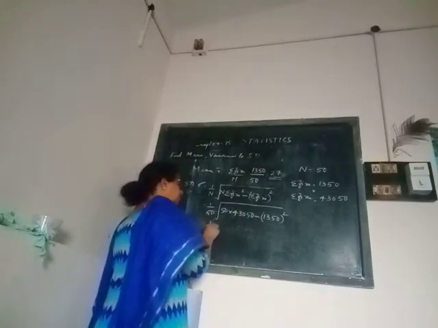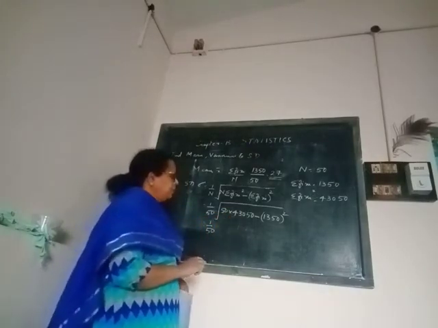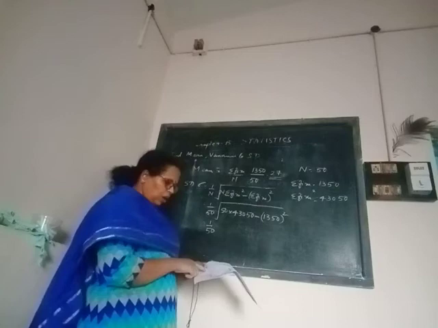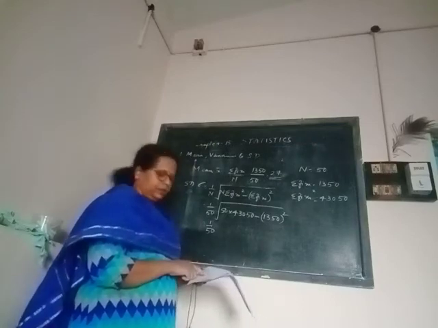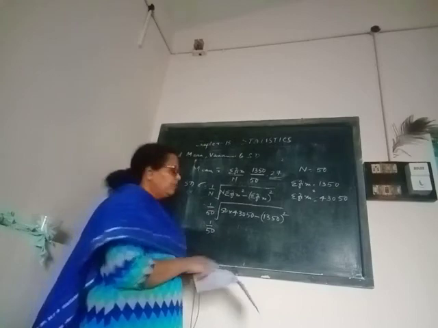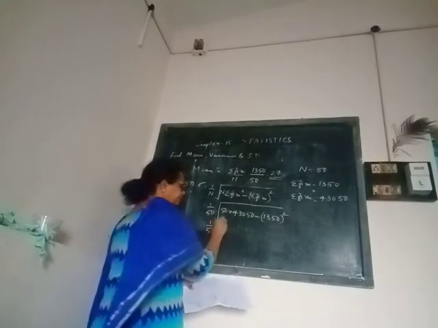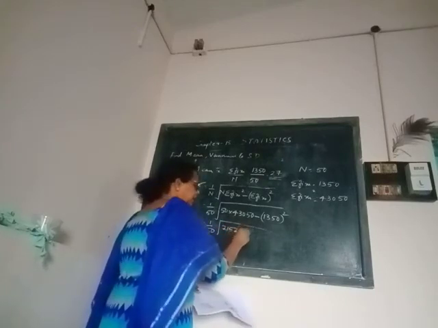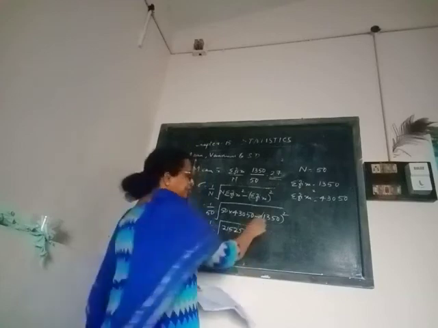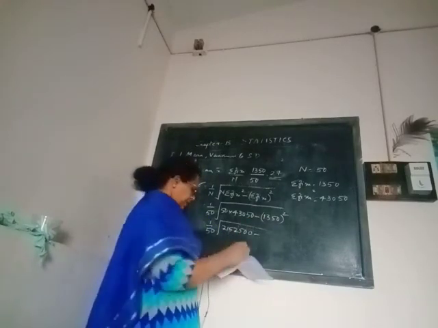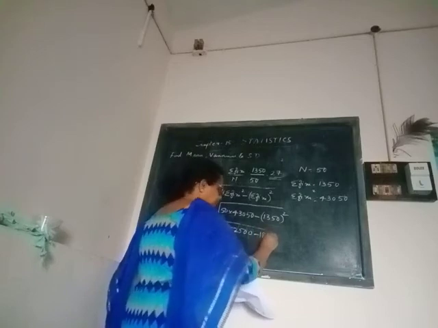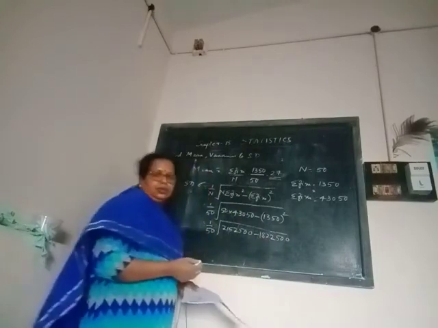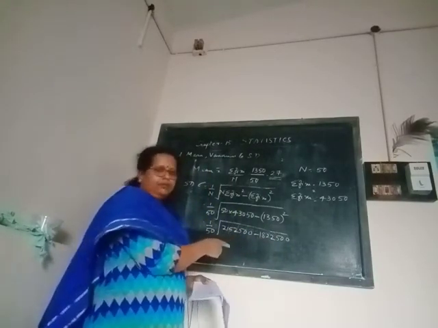Simplify. 1 by 50 into, first find what is 50 into 43050. When you do, you will get 2152500. 2152500 minus, if you want I will write, 2152500 minus 1350 squared. It is 1822500. You should do the calculation by yourself.